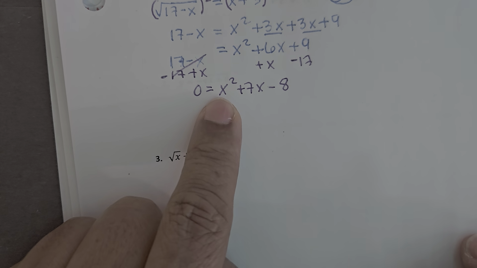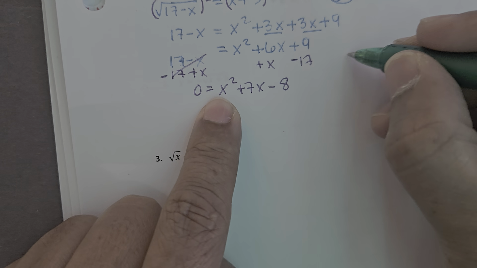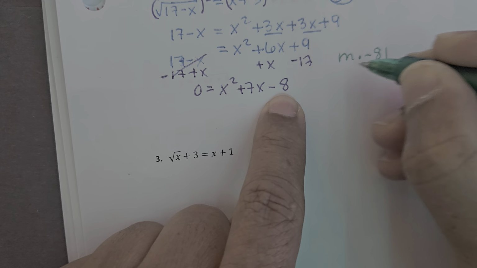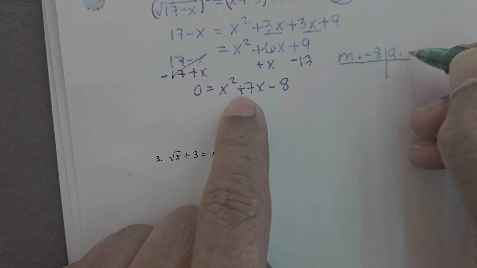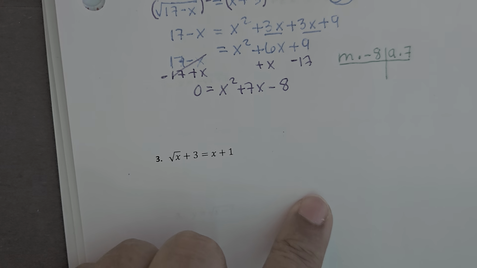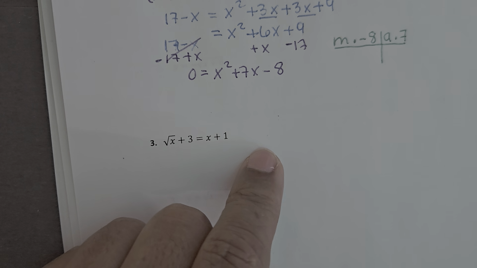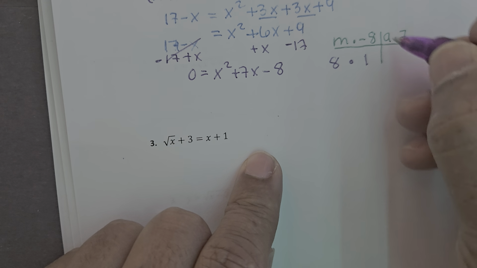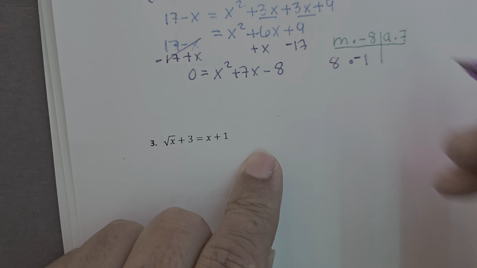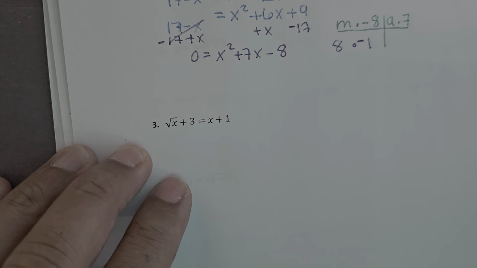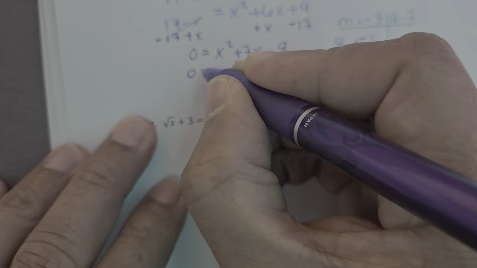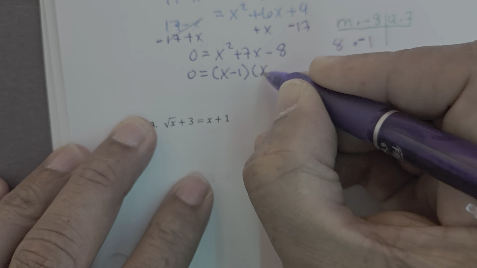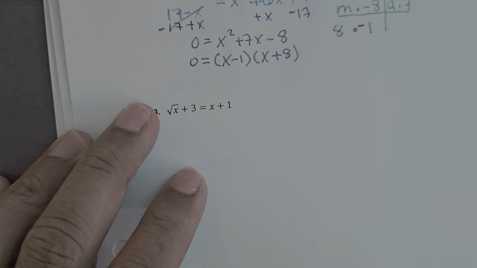So then we're back to factoring again. So let's find the multiples of negative 8, because a is 1. And those multiples need to be able to add to a positive 7. So the only multiples of negative 8 that give you a positive 7 is when you multiply 8 times 1. But we need a positive 7, so that means the 1 gets a minus. Okay. So let's see. So this factors as 0 equals x minus 1 times x plus 8.